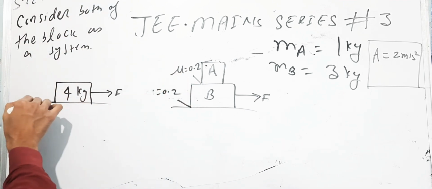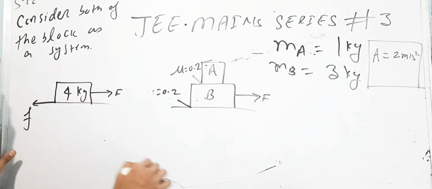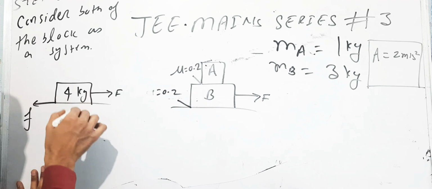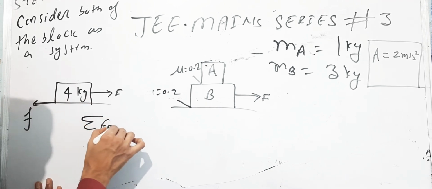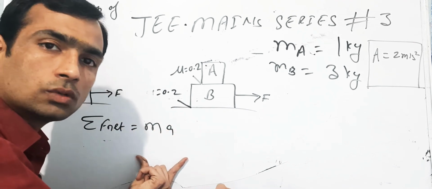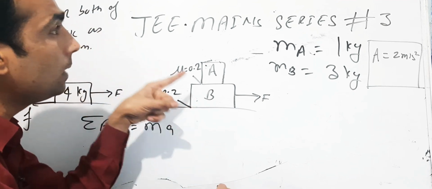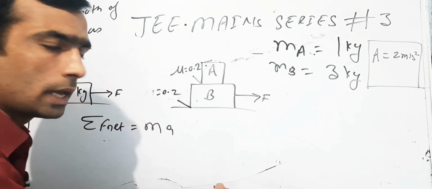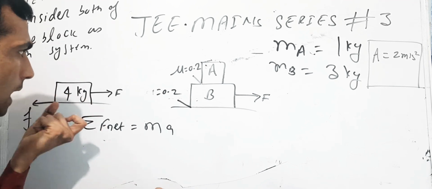So here, यहाँ पे क्या है बच्चा, आपका यहाँ पे लगने वाला है friction force, right? So you can use the equation summation of F net equals MA. If you don't know why I am doing this, you can watch JEE Main series number 1 question, right? So summation of F net means the net force which is acting on the system.